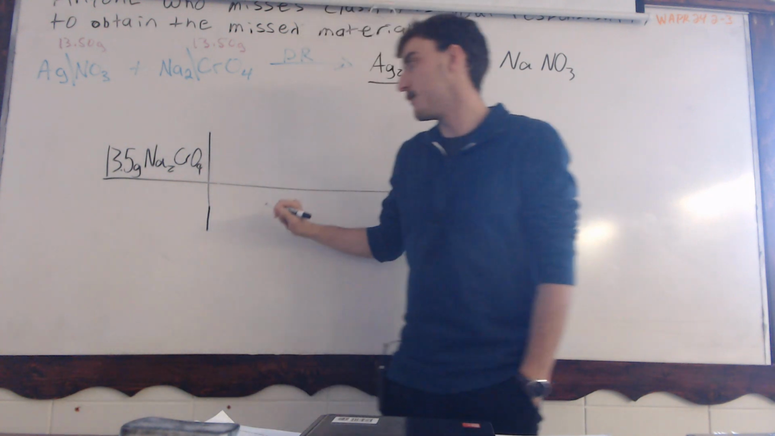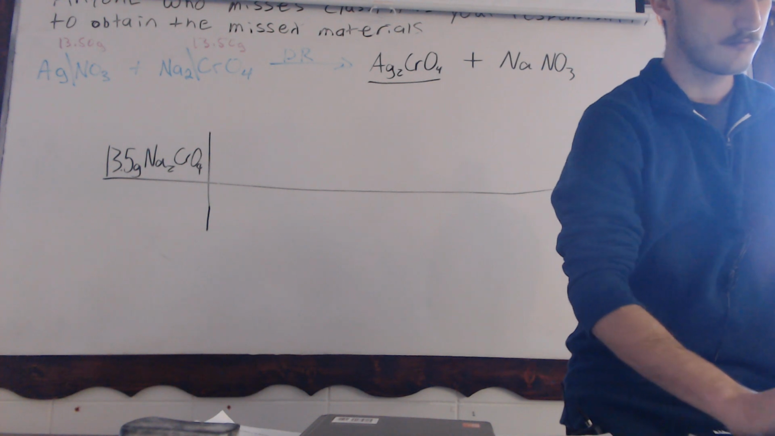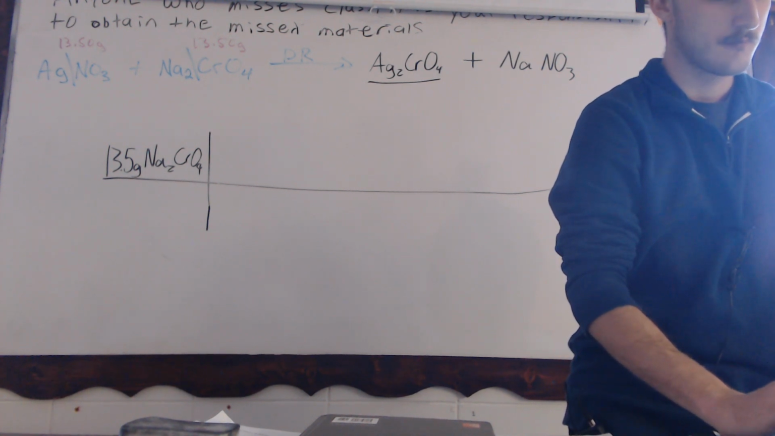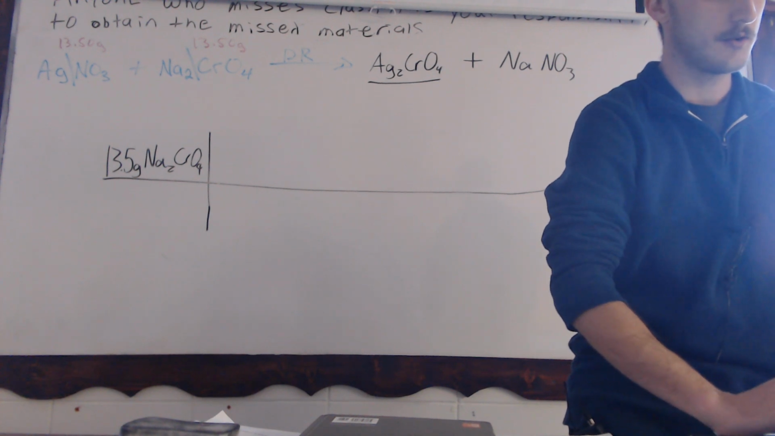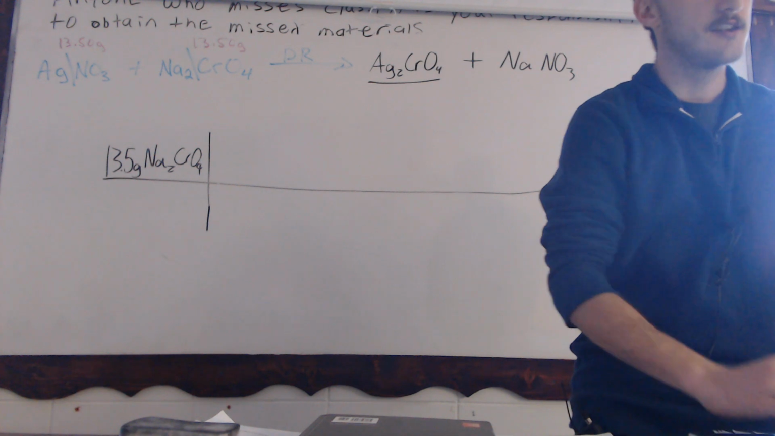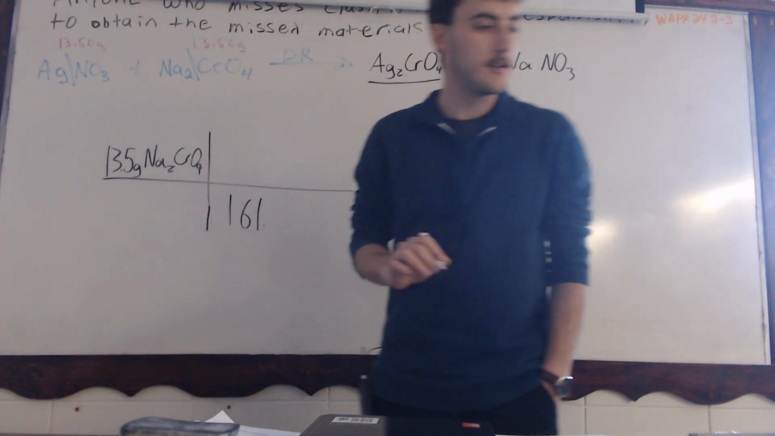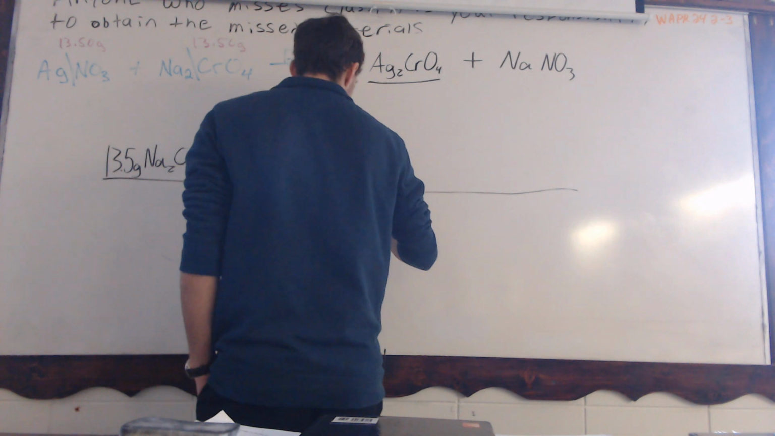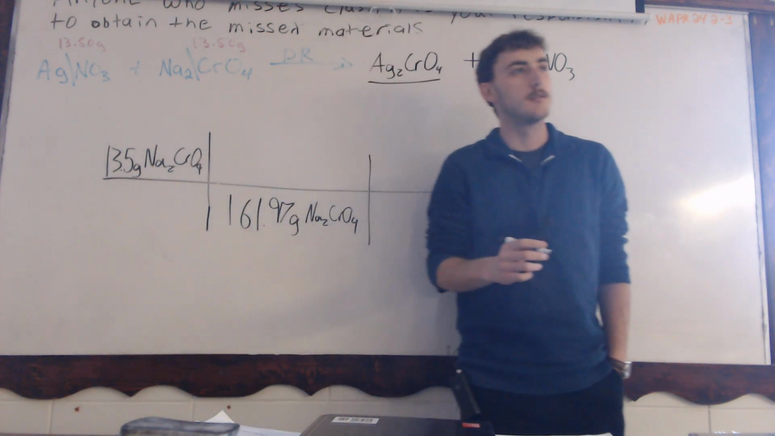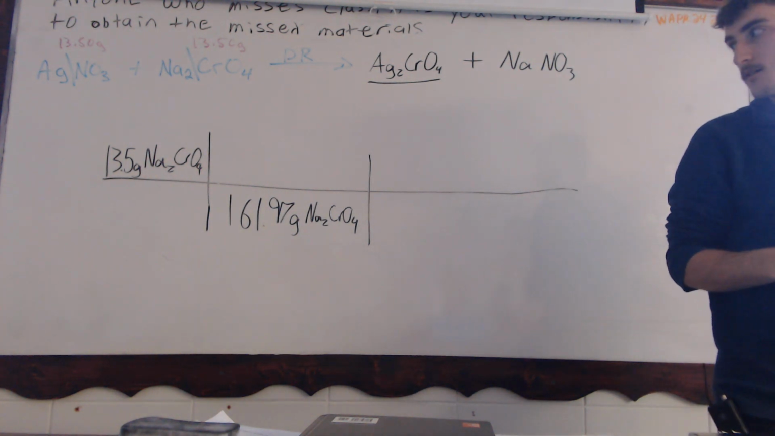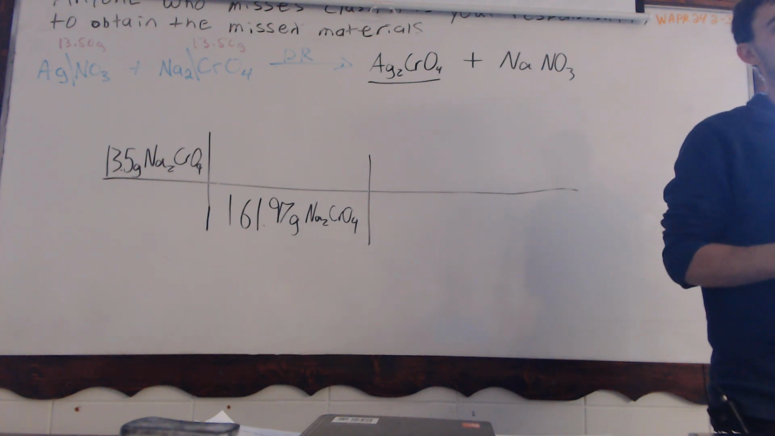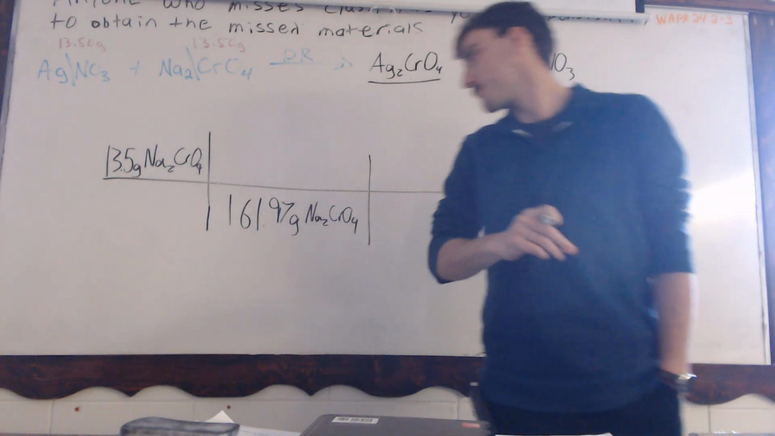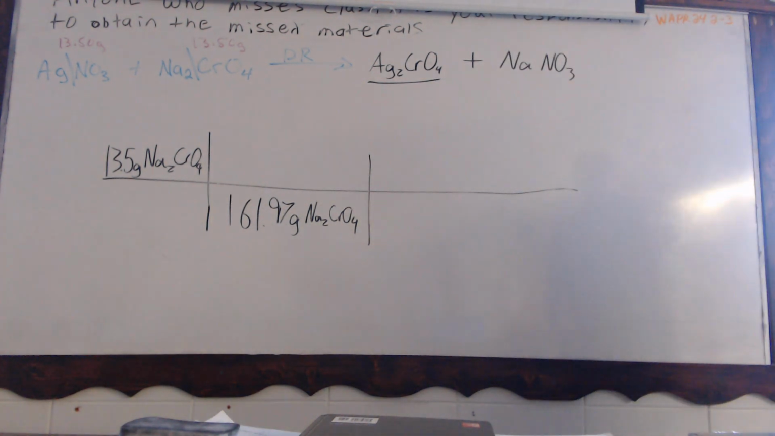So what's the atomic mass of sodium chromate? How do you find that? I'll do it for you. Yep, we did the other one. It's what? Yeah, you add them together. I'm going to do it for you just to make it easy. It's 161.97 grams of sodium chromate.